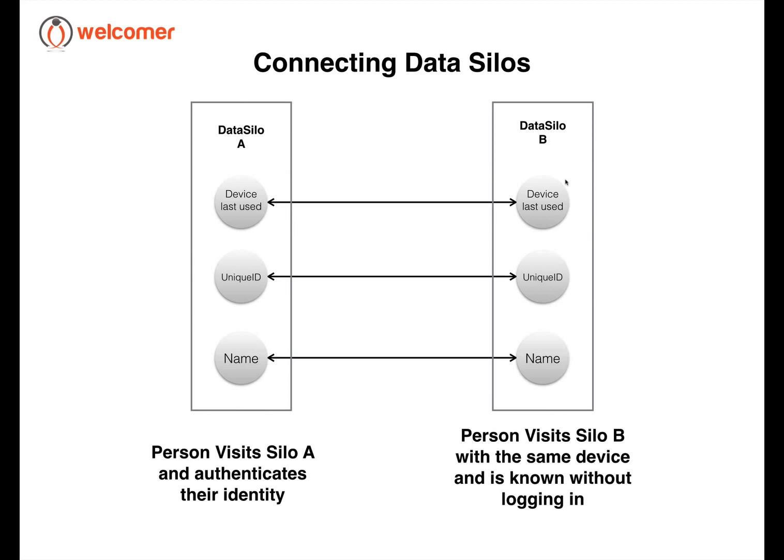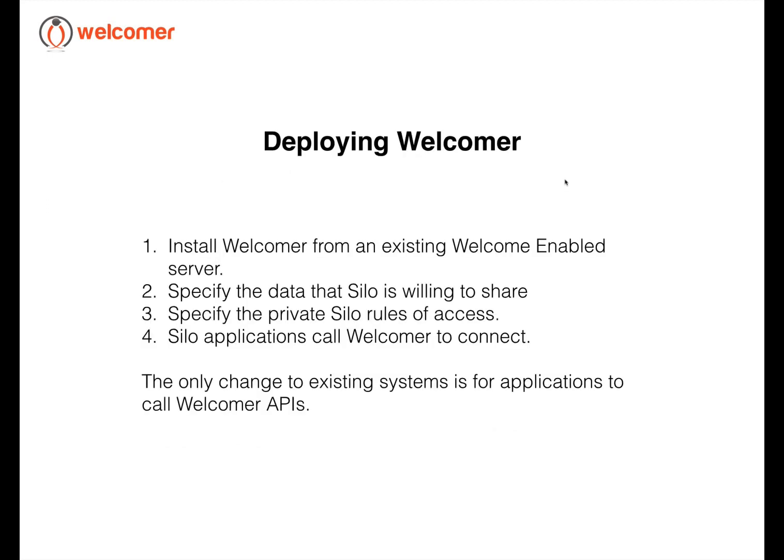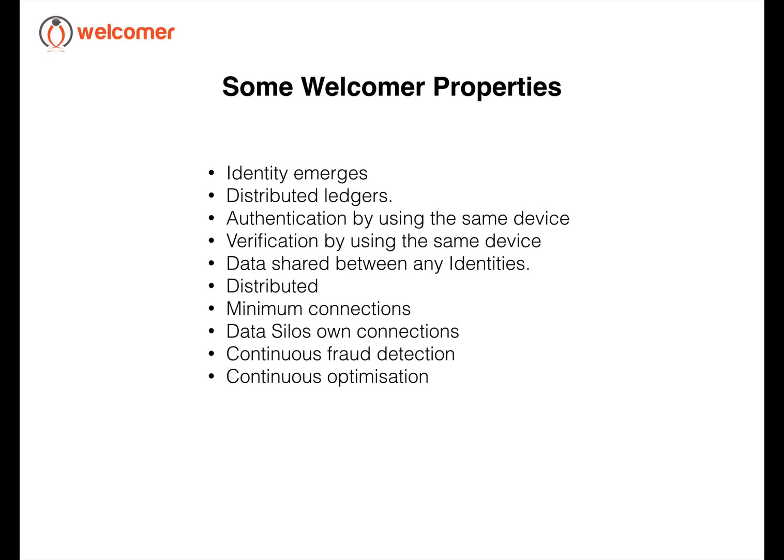In summary, a data silo can deploy Welcomer by getting a certified copy of the software and installing it on a silo. The data the silo is willing to share is specified, and calls to Welcomer from the applications on the silo are set up. The private rules of access are defined. When the silo applications call Welcomer, they connect. It should be noted that the only changes to existing systems is for applications to call Welcomer APIs.